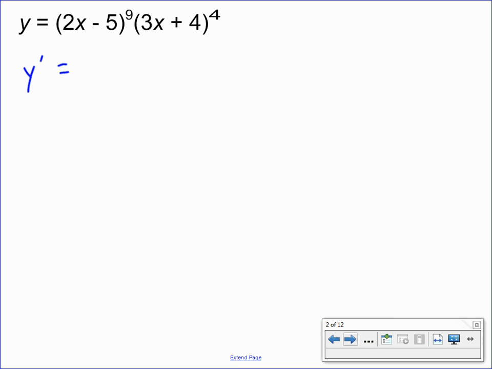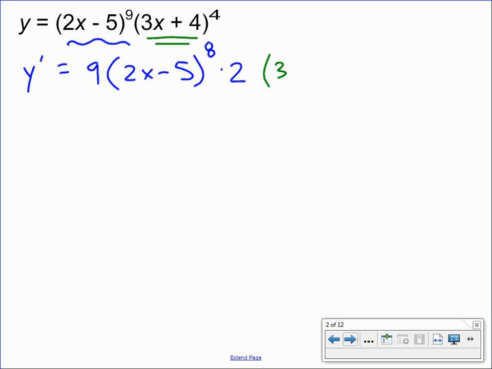So the derivative of a product of two functions is the derivative of the first, and don't forget your chain rule. Exponent times the base raised to 1 less times the derivative of the base, right? Lots of people forgot that times the derivative of the base. What's the derivative of the base of the power function? 2. And so we need that 2 multiplier as the derivative of the base. Times the second function. So that is the 3x plus 4 to the 4th, as is.